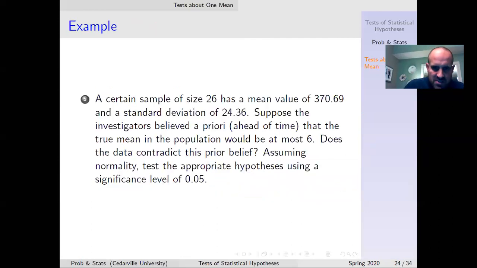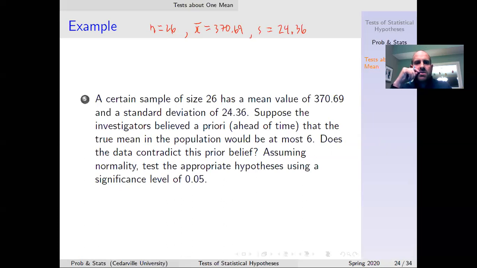A certain sample of size 26 has a mean value of 370.69 and a standard deviation of 24.36. So this is a sample mean. So n is 26, x bar is 370.69, and the sample standard deviation, s, is equal to 24.36.